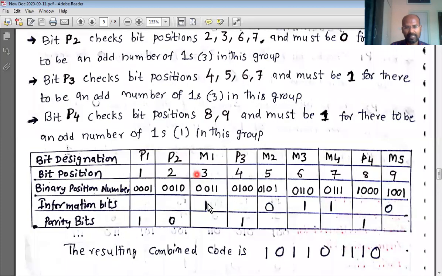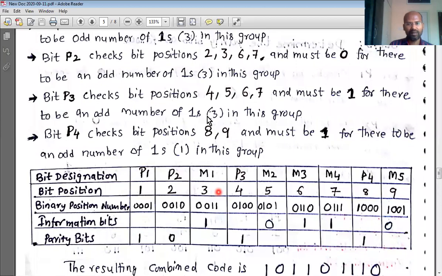So 1 is the parity position, and 3, 5, 7, 9 are the message bits: 1, 0, 1, 0. There are how many number of ones? 2 number of ones. So to make it odd, since we are using odd parity, we have to add 1 here. So P1 gets 1.